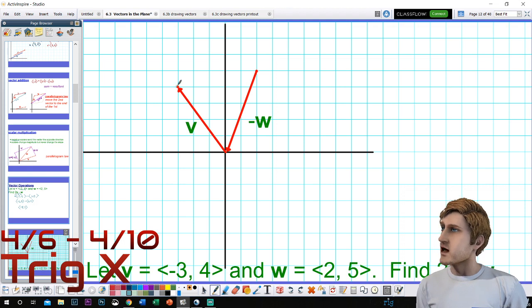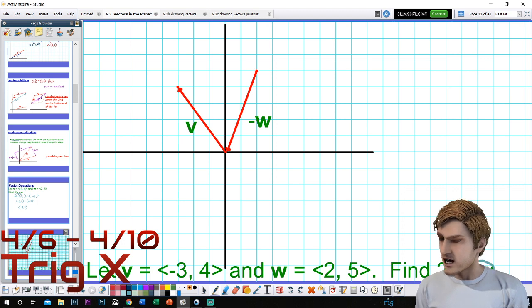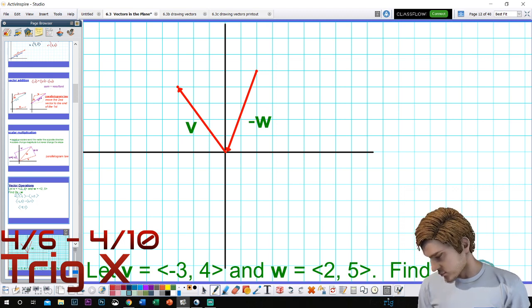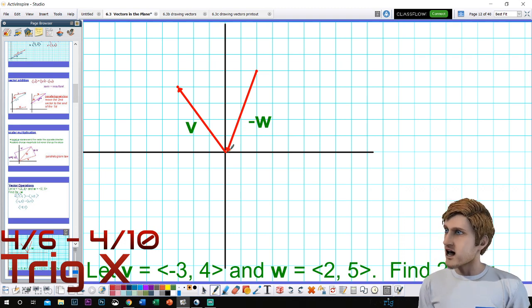So here was the point -3, 4. There was the point 2, 5. So to create the vectors, I started in standard position, which is 0, 0, up to -3, 4. 0, 0, up to 2, 5. Now you've noticed that my arrow's in the wrong spot. Normally it should be here. However, since this formula has a minus w on it, I'm going to go the other direction instead. So I flopped the arrow to the other side to create minus w here.